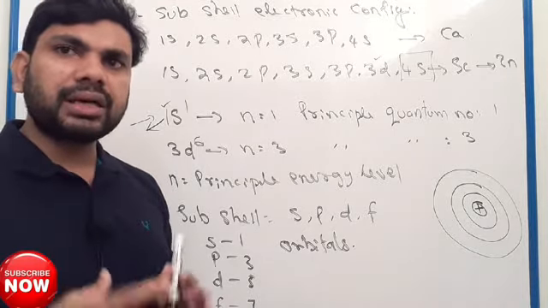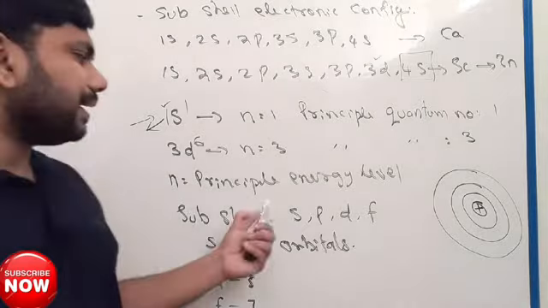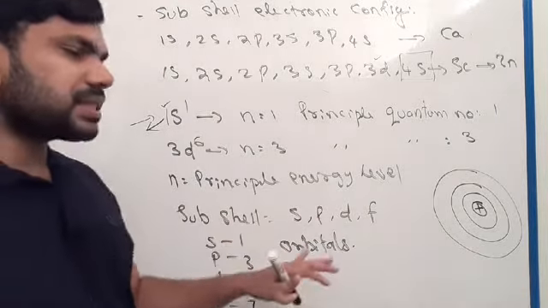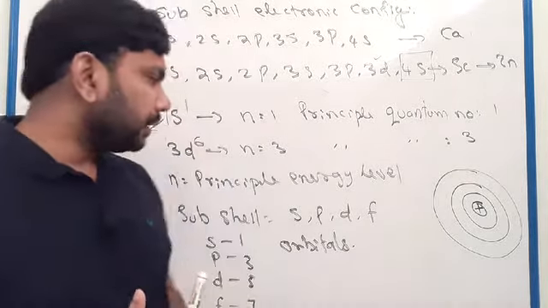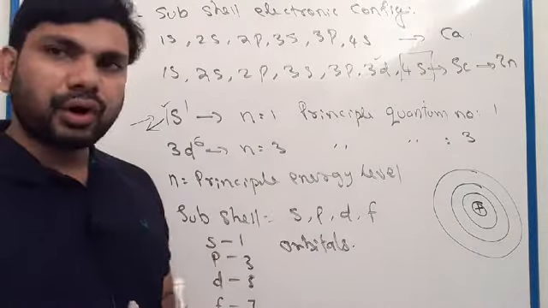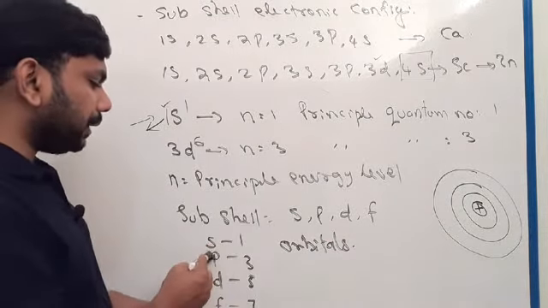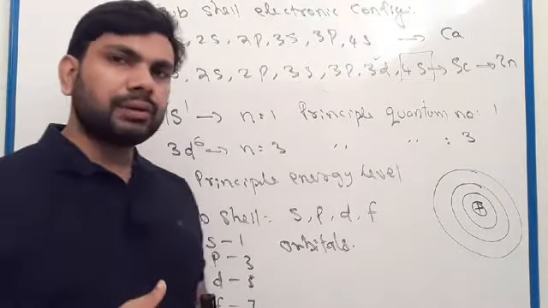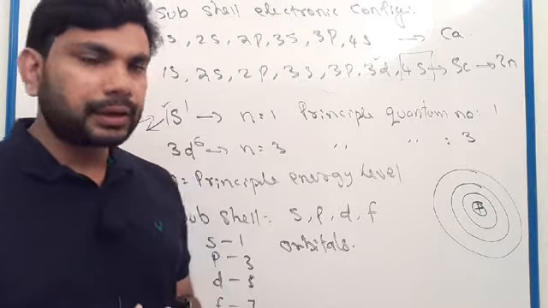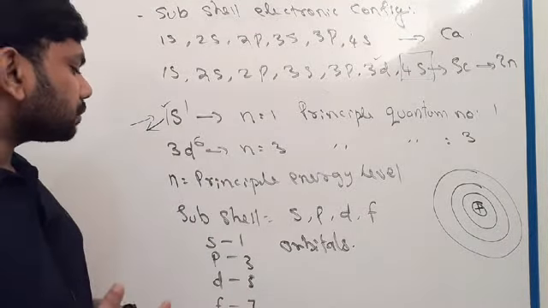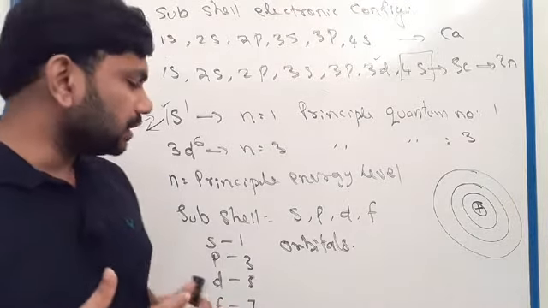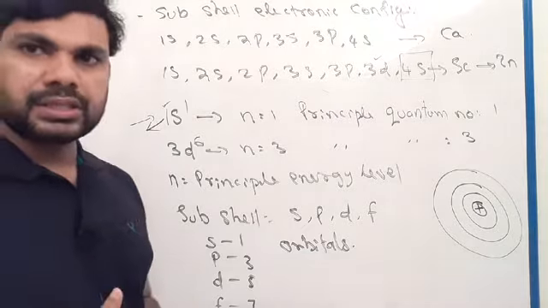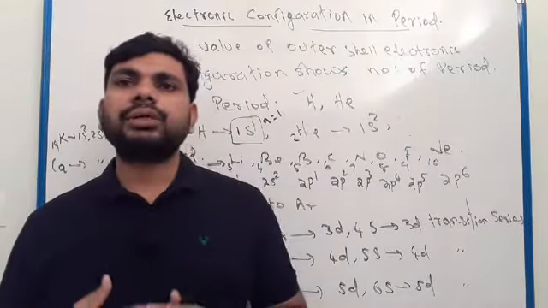In each principal energy level there are subshells. These subshells are represented by s, p, d, f. Each subshell consists of a different number of orbitals. The s subshell consists of one orbital, p three orbitals, d subshell five orbitals, and f subshell seven orbitals. So in each main energy shell, each subshell consists of a different number of orbitals: s 1, p 3, d 5, f 7. Clear? Okay.